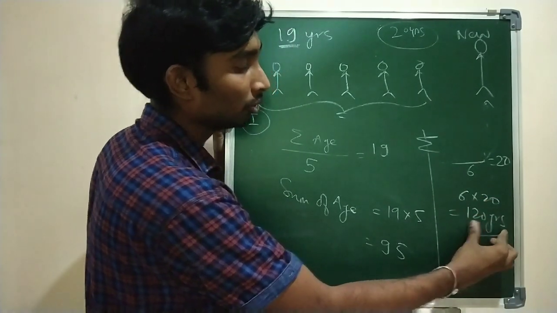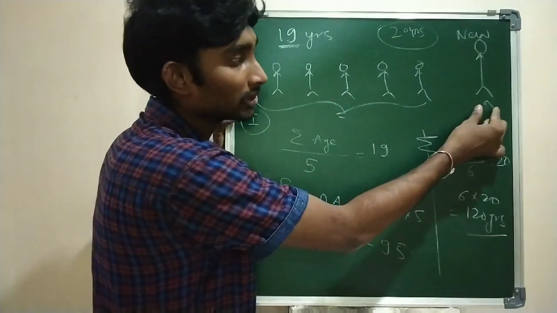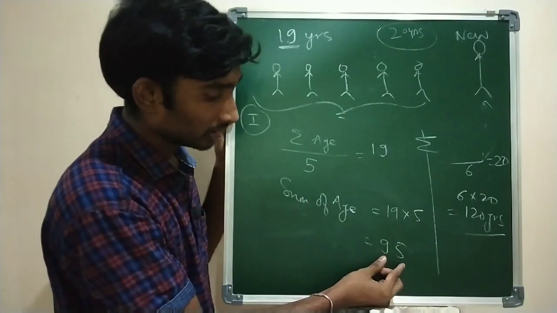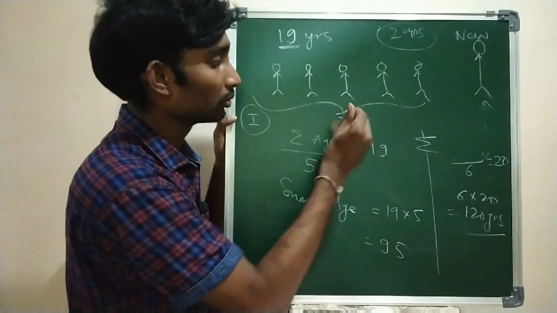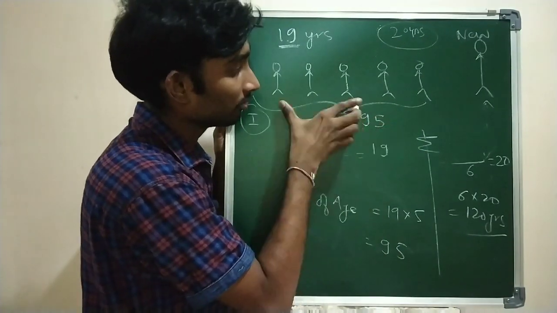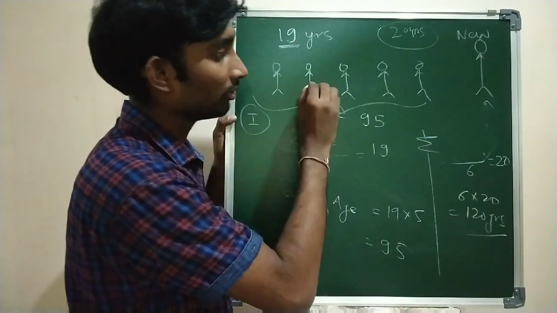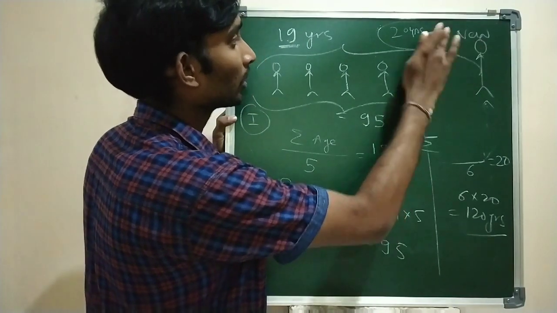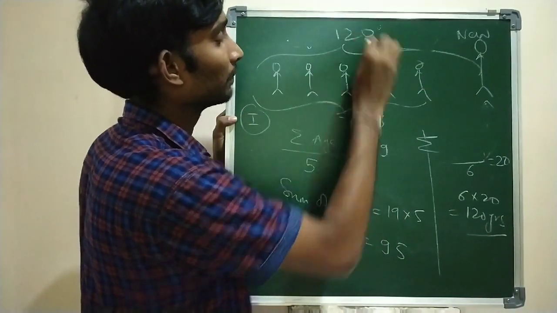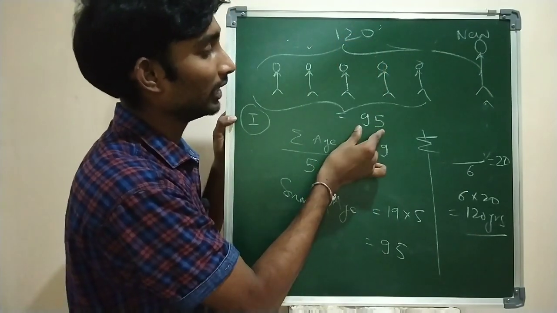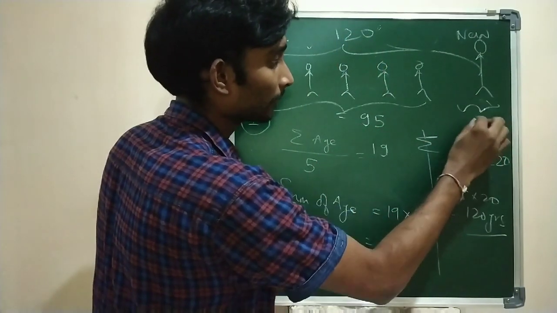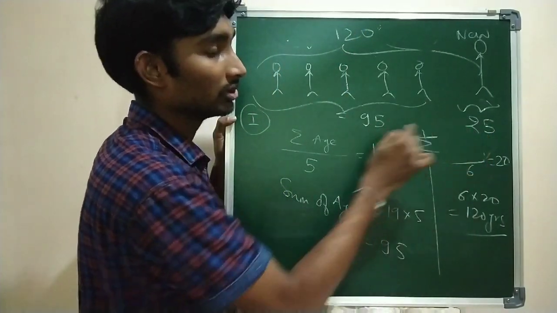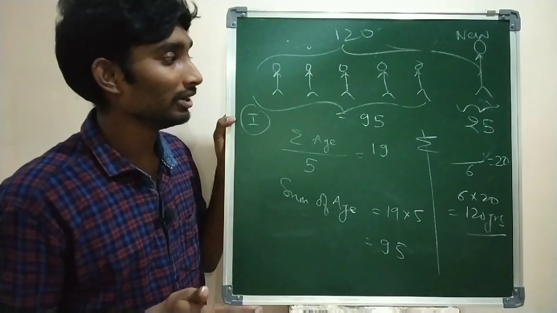Now what does this include? Sum of ages of these 5 boys plus the age of this new boy. Sum of ages of these 5 boys is 95, and sum of ages of all the 6 boys is 120. So all 6 is 120, 5 is 95. So what will be the age of this boy? 120 minus 95, so 25. Understood? Now I will tell you the second method.